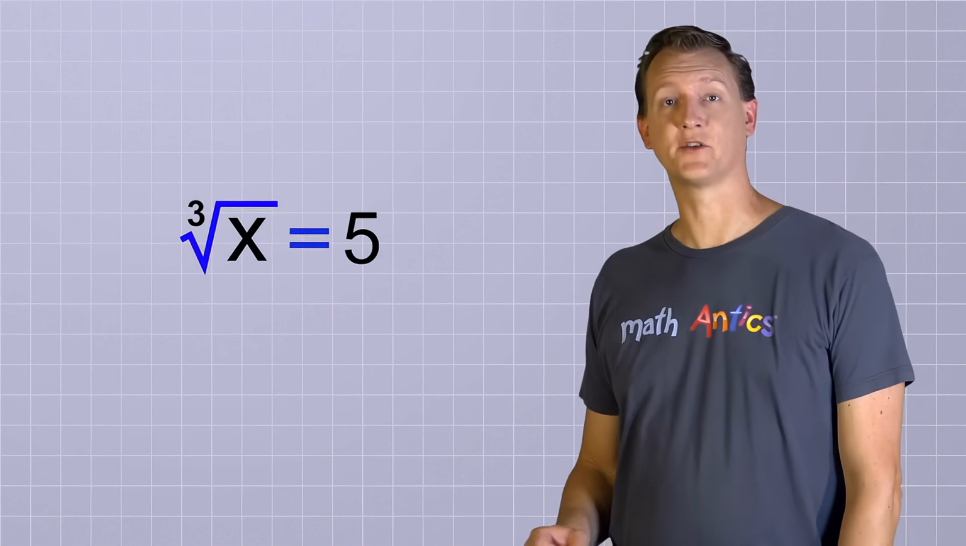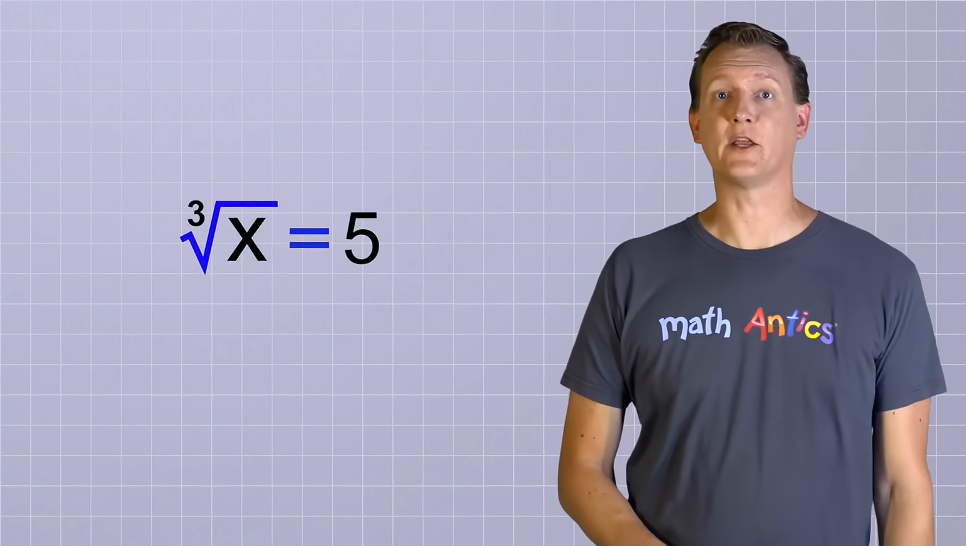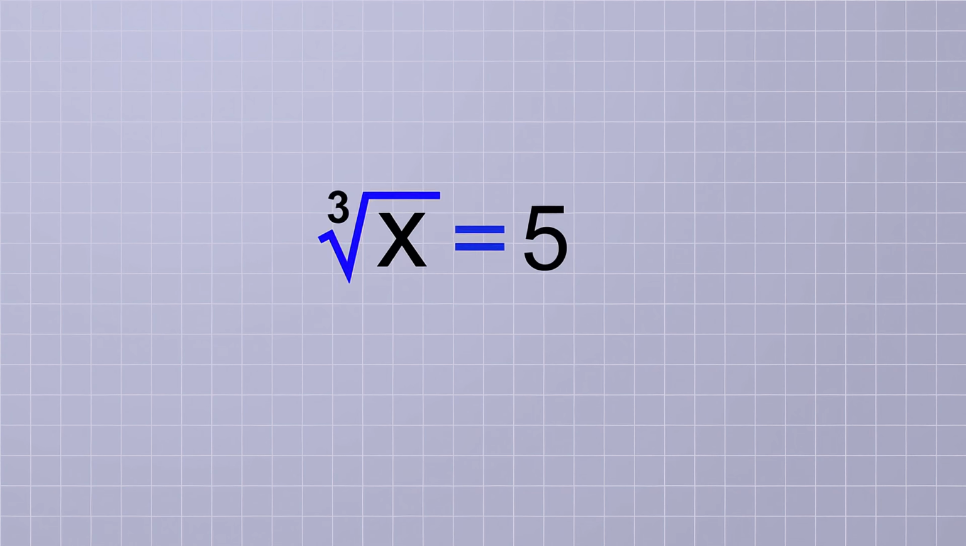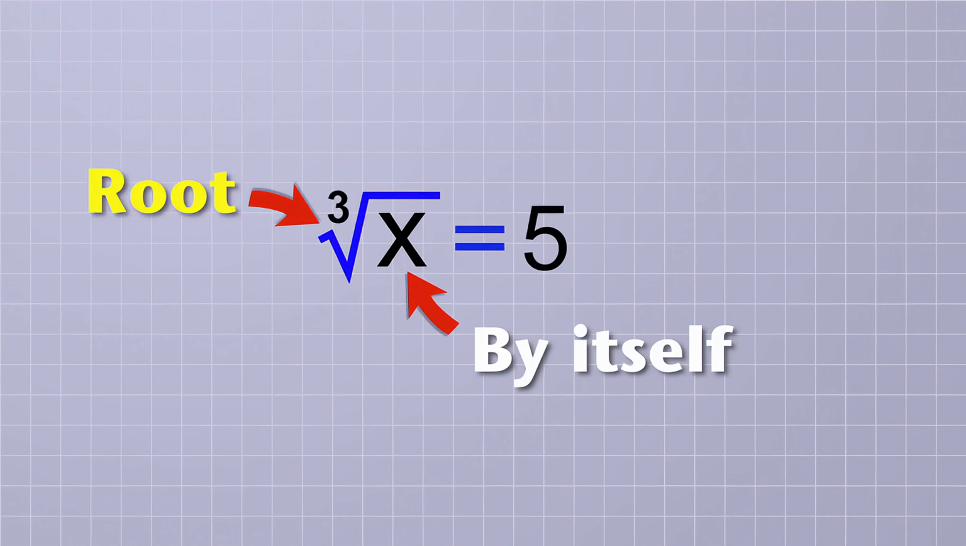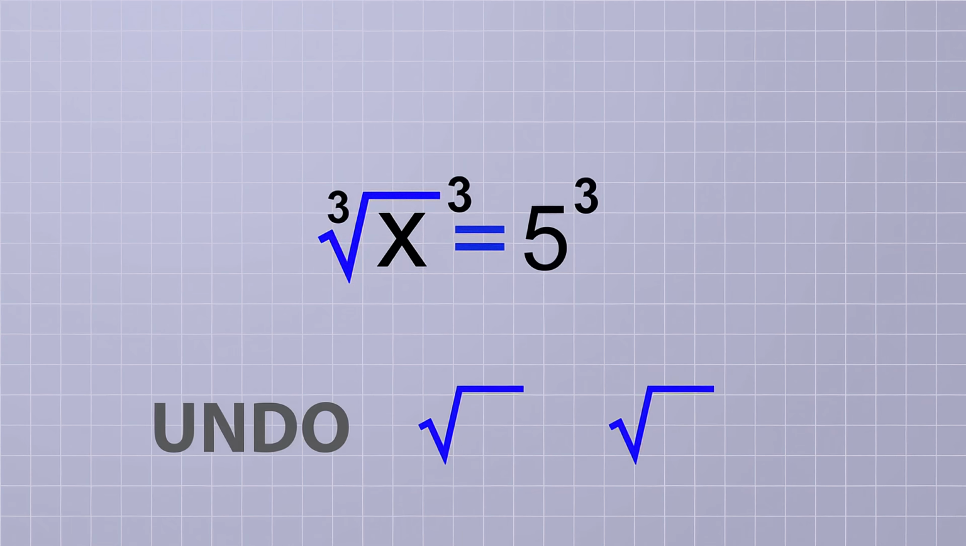Let's try solving another simple problem with a root. This one is the cube root of x equals 5. Just like before, we need to get x all by itself by undoing the root. But since it's a cube root this time, we can't undo that by squaring both sides. Instead, we need to cube both sides. You always need to undo a root with the corresponding exponent. Third root, third power. Fourth root, fourth power, and so on.